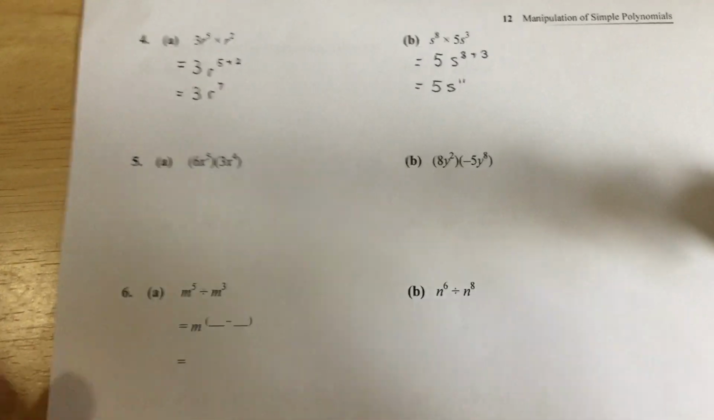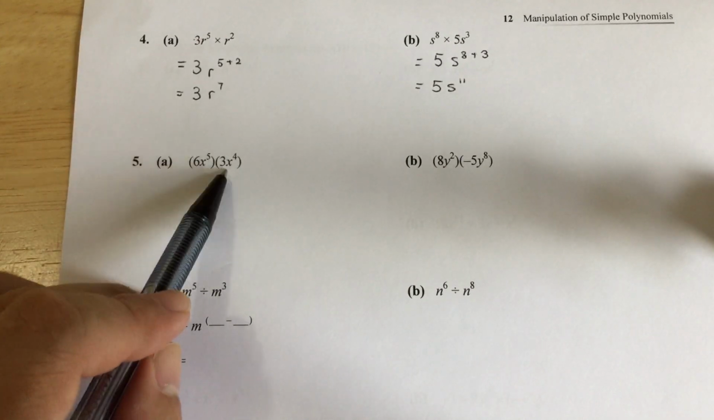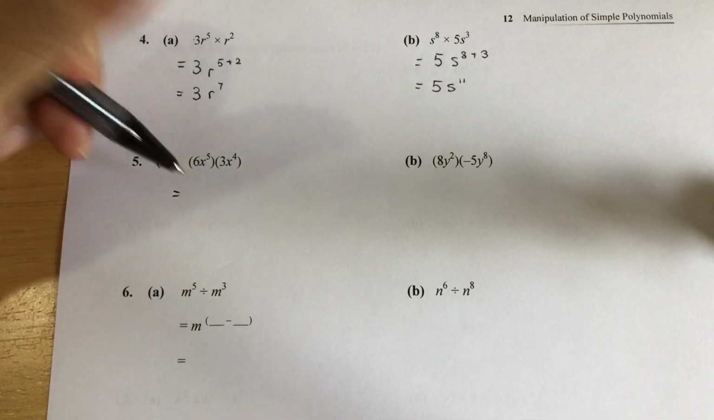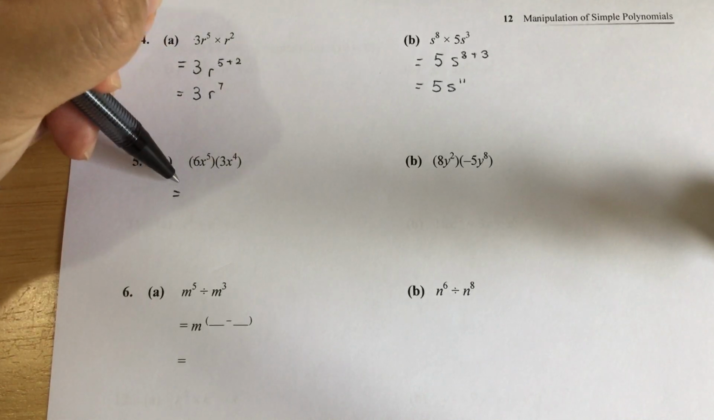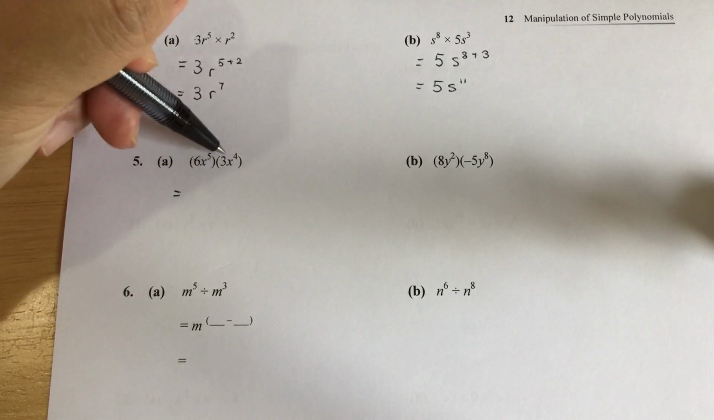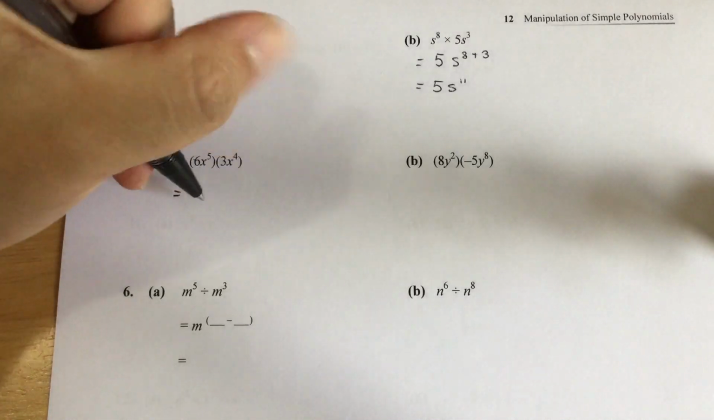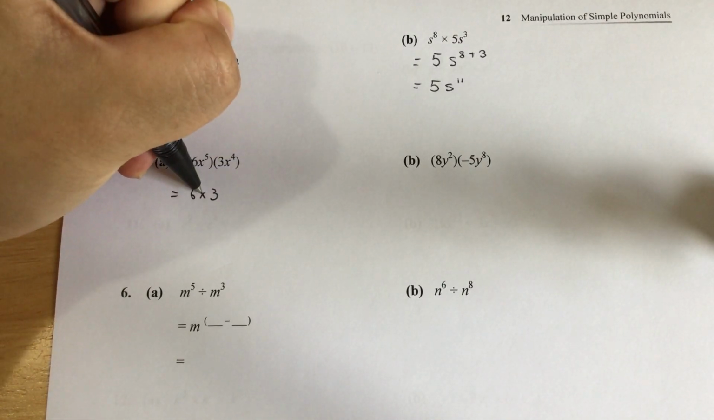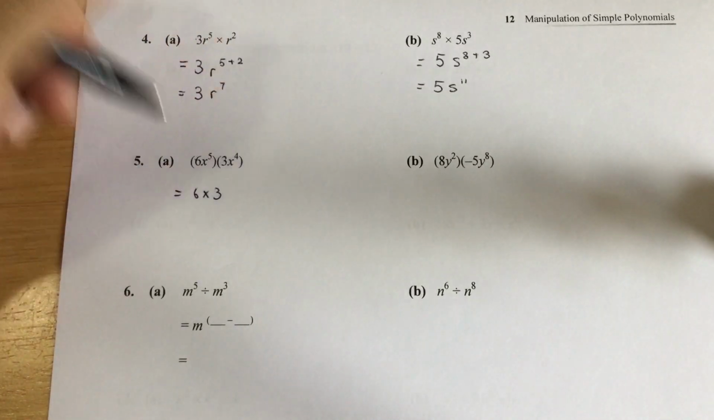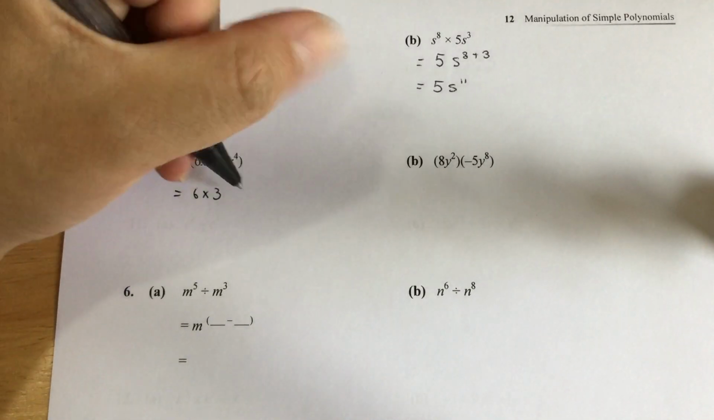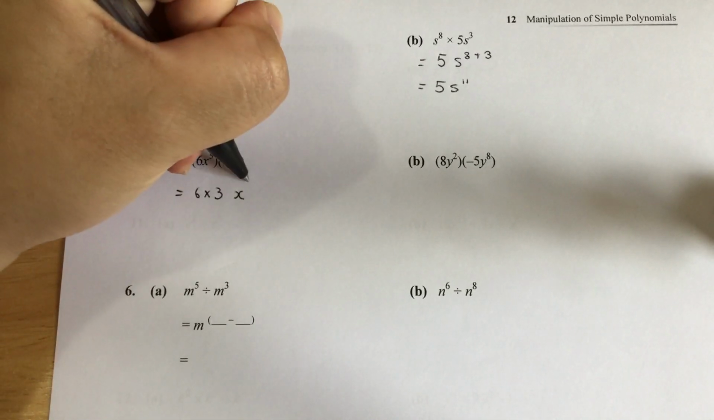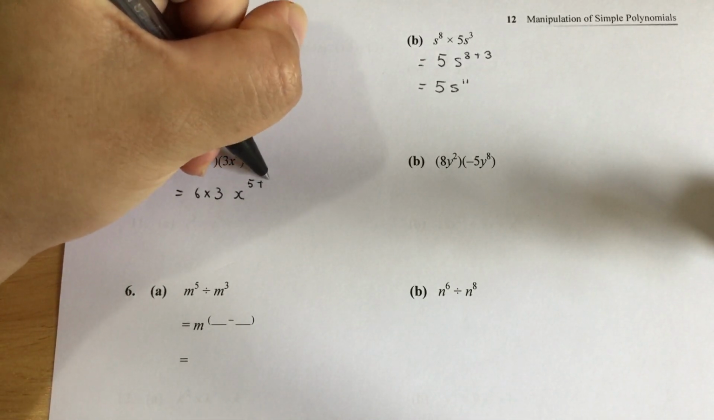For question 5, you will see this time you have 2 numbers. So what can we do? Please pay careful attention. 6 and 3 are numbers here, not indices. So it will be 6 times 3. A number will do the multiplication with a number. But for the index, please pay attention, this time 5 and 4 will be added together, 5 plus 4.